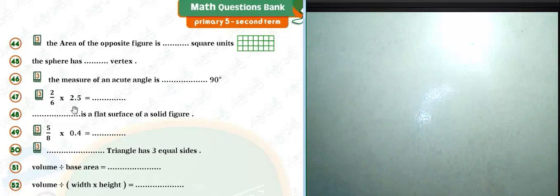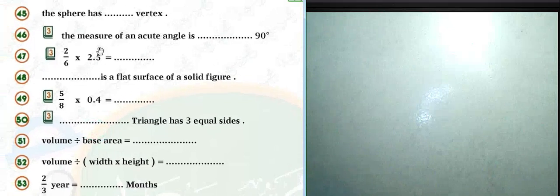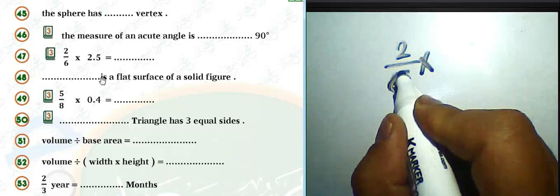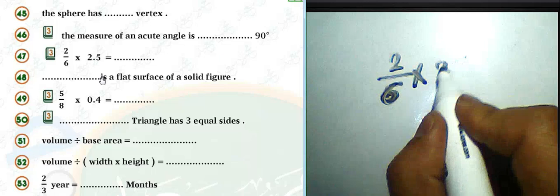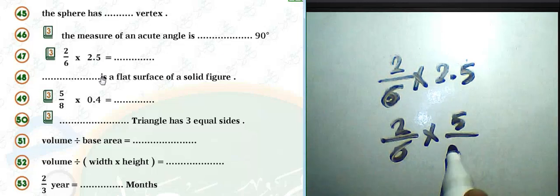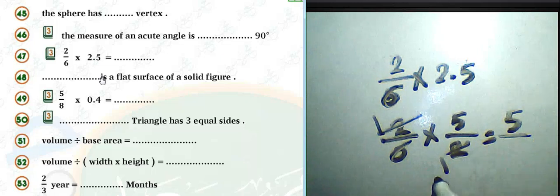2 over 6 multiplied by 2.5 equals? 2.5 means 5 over 2, and then we can cancel. It will be 2 over 6 multiplied by 5 over 2. 2 divided by 2 equals 1. 1 times 5 equals 5, and 1 times 6 equals 6. The result will be 5 over 6.